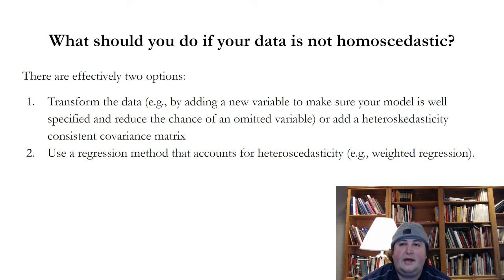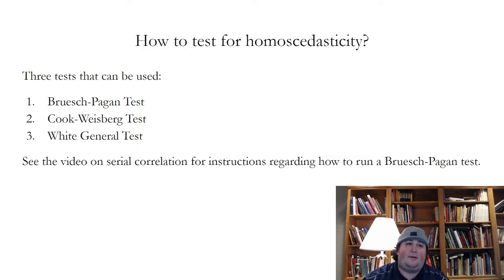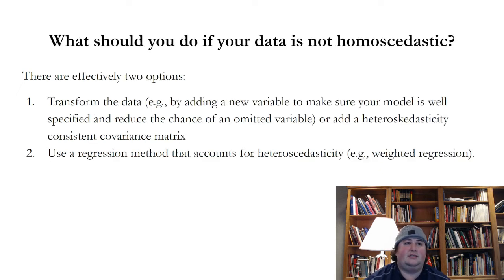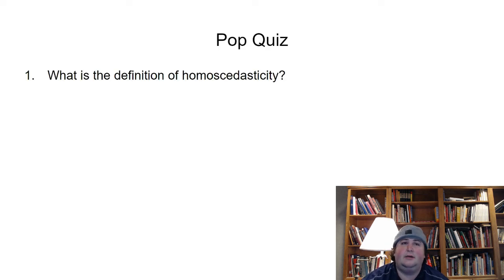Those are effectively your two options in terms of transforming the data or adding a heteroscedasticity consistent covariance matrix. And then also, you could use a regression method that accounts for heteroscedasticity. OLS does not. If your data is heteroscedastic, which you will figure out from a Breusch-Pagan test or either of those two additional tests, then what you want to do is either transform the data or add a heteroscedasticity consistent covariance matrix, or use a regression method that accounts for heteroscedasticity, like the weighted regression.